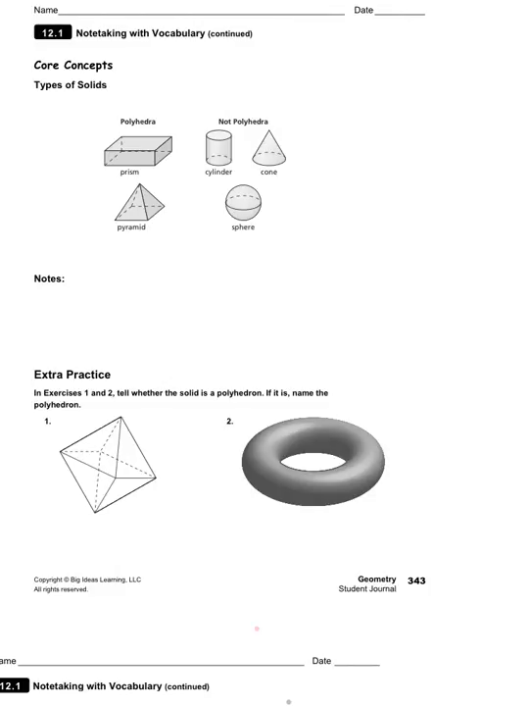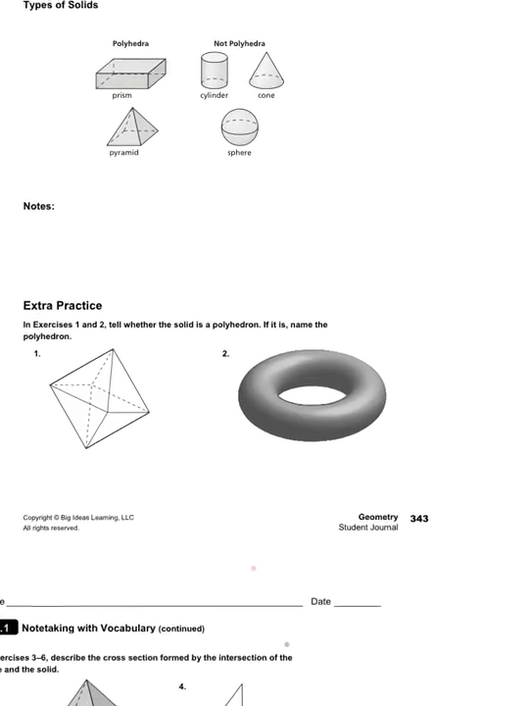Now we've already talked about the difference between polyhedra and non-polyhedra. We said that in order for something to be a polyhedron, it has to be bound by planes, basically by flat surfaces. So here are some examples of polyhedra, and here are some examples of non-polyhedra. Prisms and pyramids are polyhedra; cylinders, cones, and spheres are non-polyhedra because they are round.